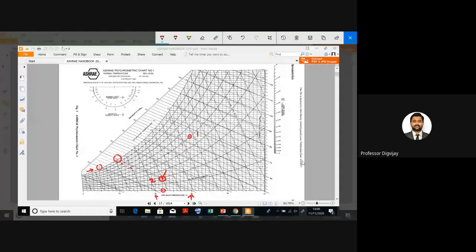Okay, so assume that there is a line. So this is a line of adiabatic mixing. Somewhere on this line, my point 3 will lie. Correct? Now here I have to find out the enthalpy first.